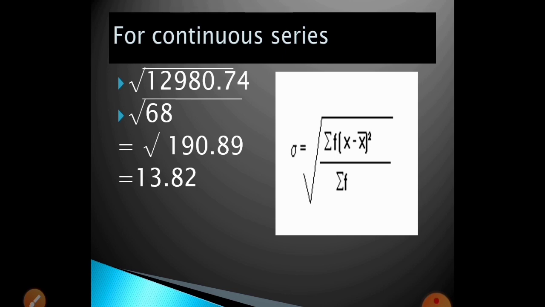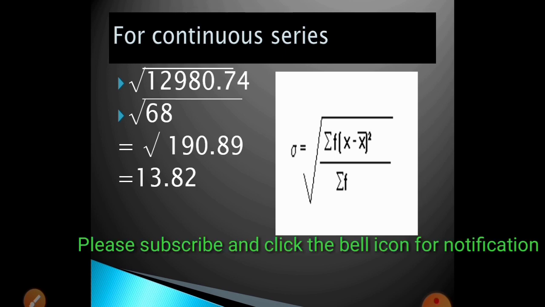In the last class also we have discussed that variance is the square of standard deviation. So the variance of this problem is 190.89 and the standard deviation is 13.82. Hope that the calculation of standard deviation for continuous series is clear to you.